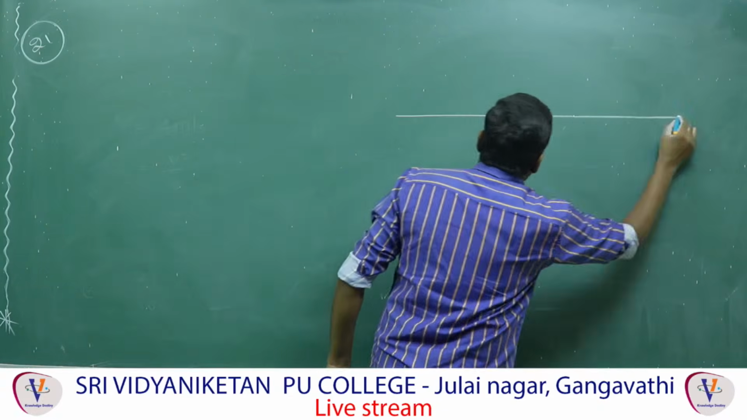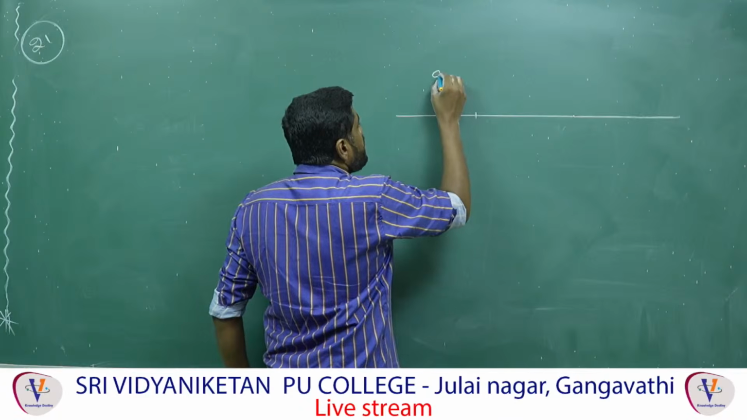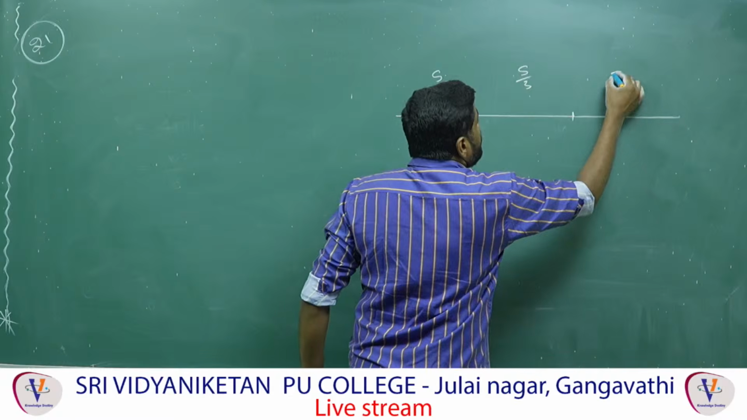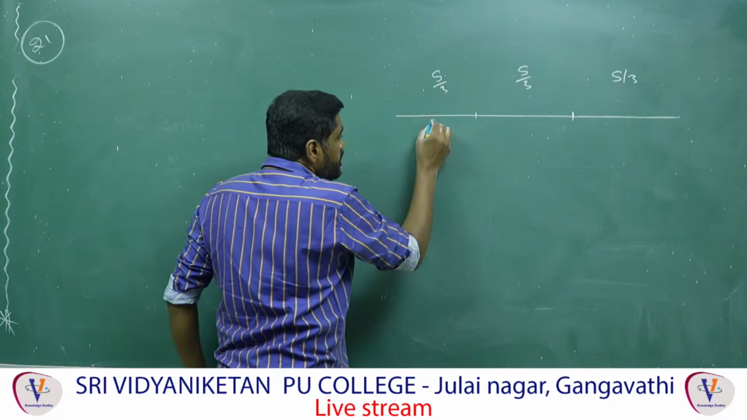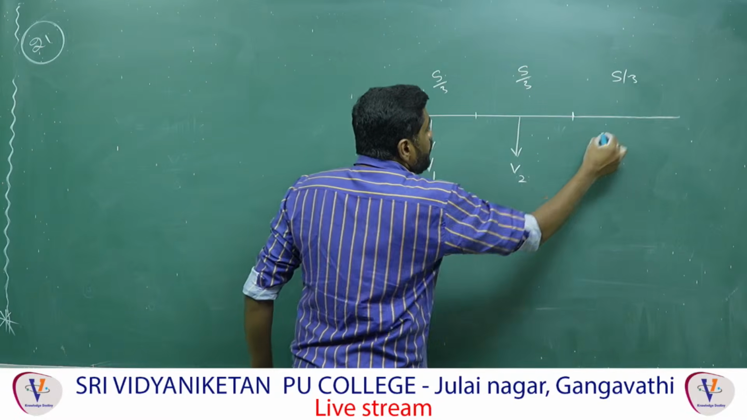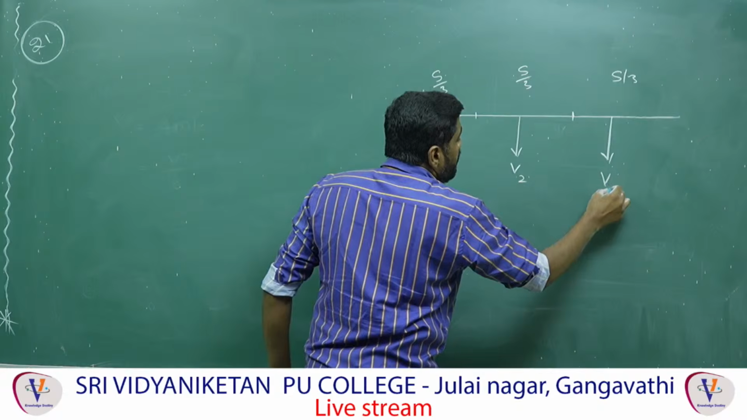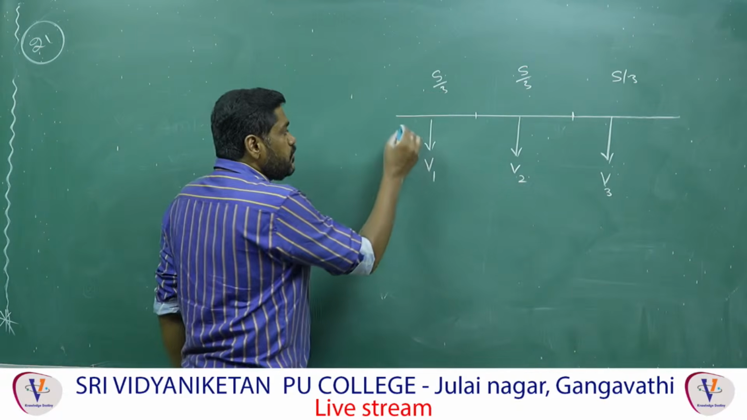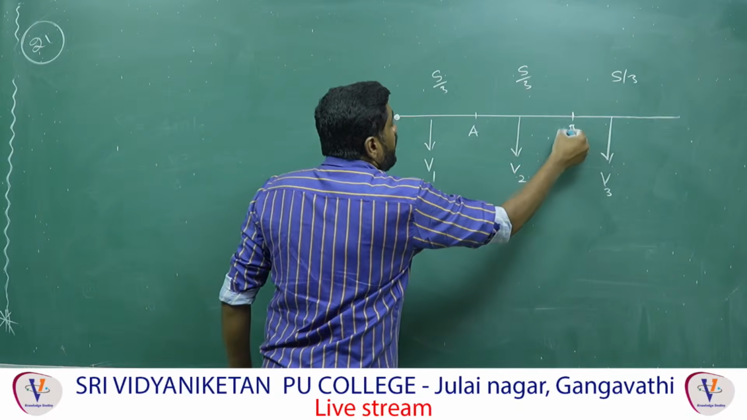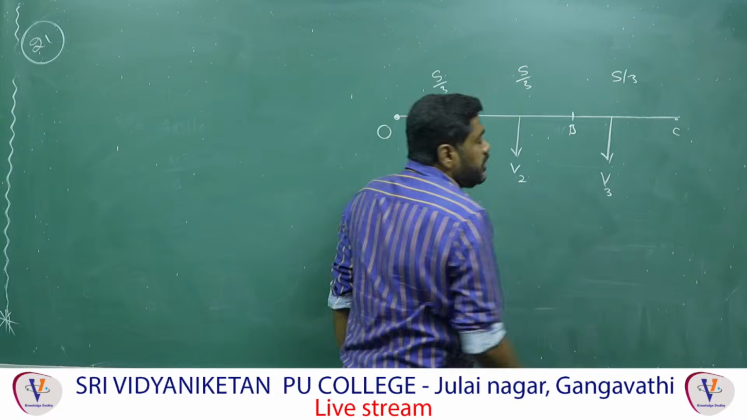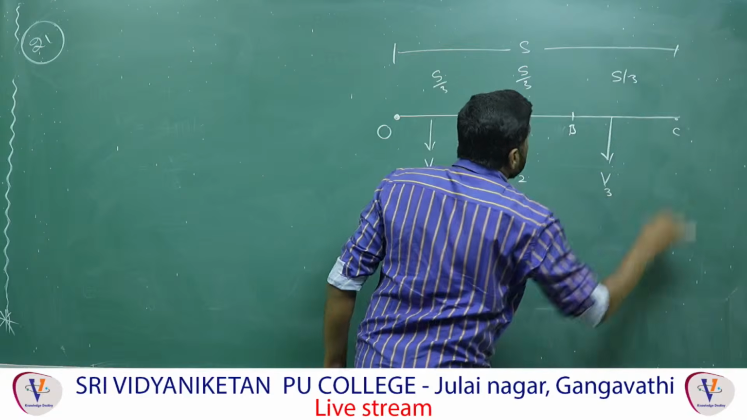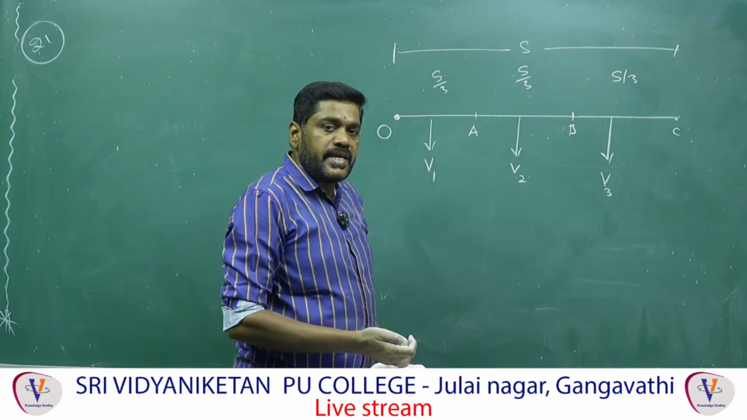For example, if you take this one, this is the first S by 3, this is the second S by 3, and this is the third S by 3. The first part is covered with a speed v1, the second with v2, and the third with v3. Here this is O, this is A, this is B and this is C. The total distance, if you take S, is divided into 3 equal parts, S by 3, S by 3, S by 3.